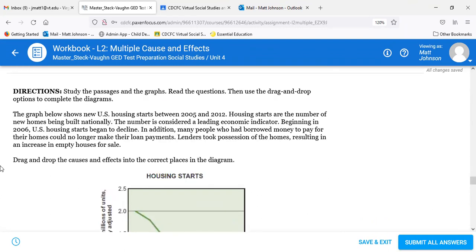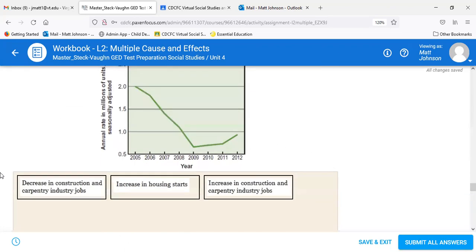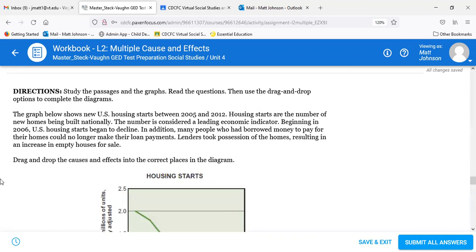And that was 4 and 5. So I'll go ahead and read 5 here. So another drag and drop. It's a small one. So let's take a look here. It says the graph below shows new U.S. housing starts between 2005 and 2012. Housing starts are the number of new homes being built nationally. Number is considered a leading economic indicator. Right? We talked about economic indicators. Here's a good one.